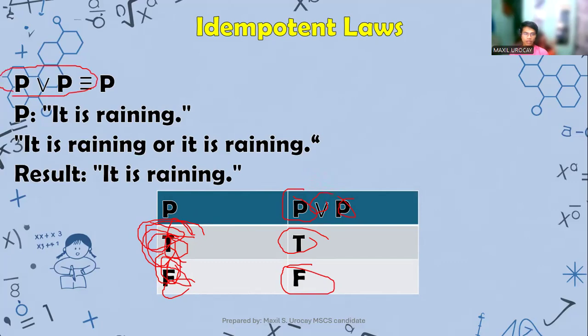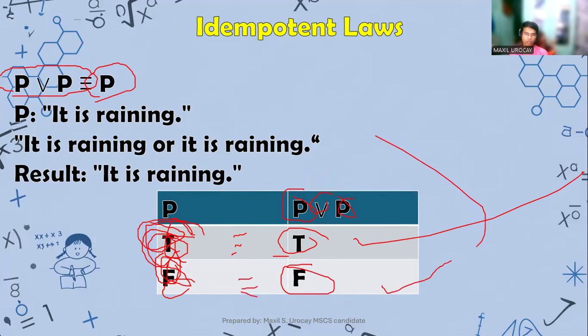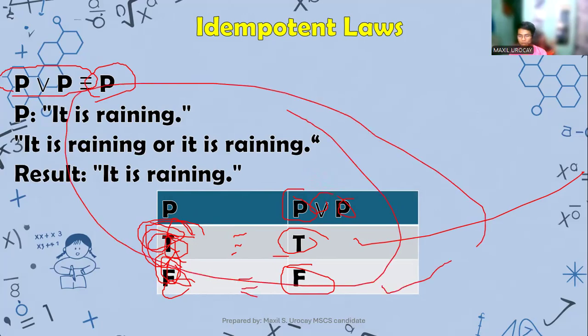This is another set. So, combine, check if they're equivalent. So, equivalent pa si true into true? Yes, of course. False. Equivalent pa siya sa false? Yes, of course. Therefore, this is idempotent law.